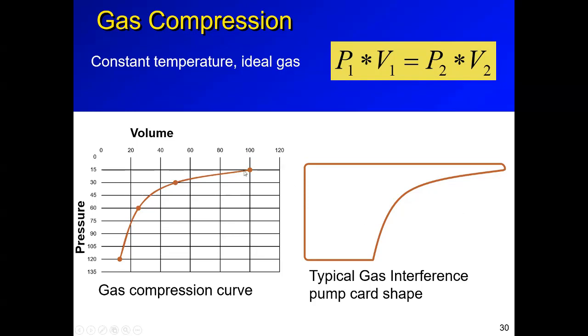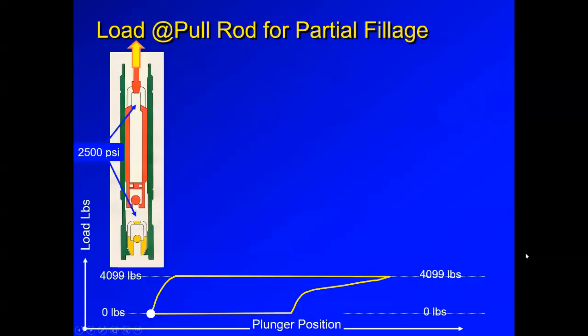So the shape of that curve will depend on how much initial pressure and volume you had in the chamber. The lower the pressure, the more inches you will have to move to compress gas to a higher pressure to be able to reach the discharge pressure, to be able to open the traveling valve. So compression curves are typical for gas interference wells.